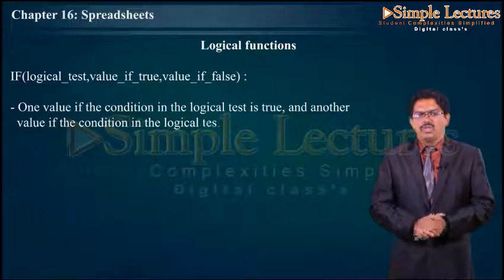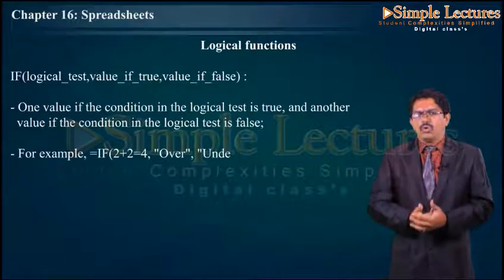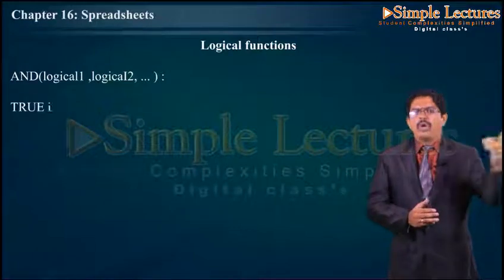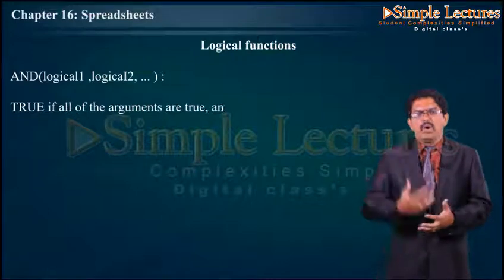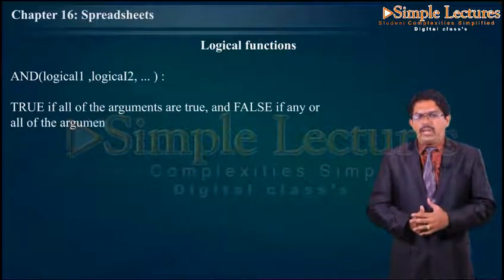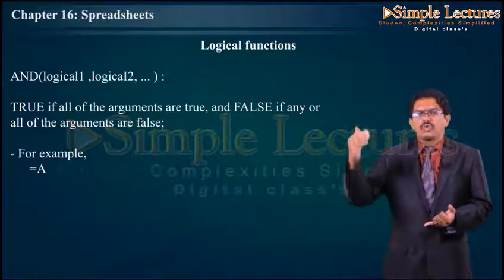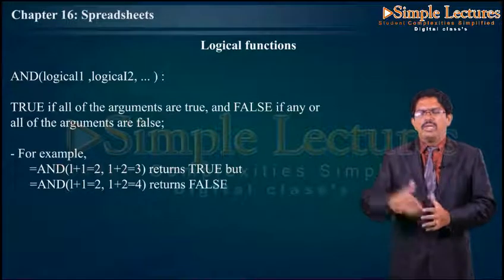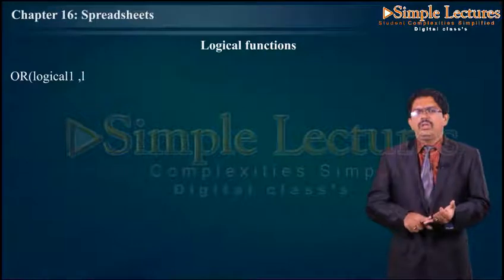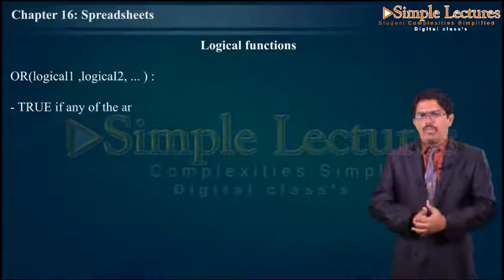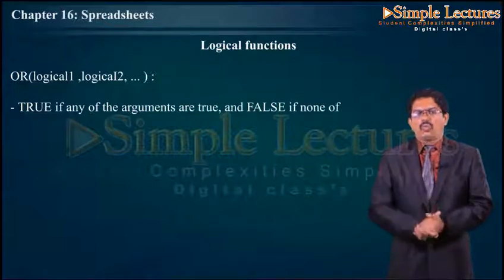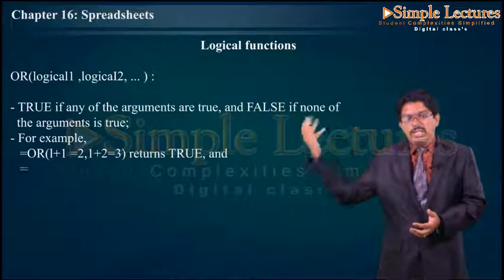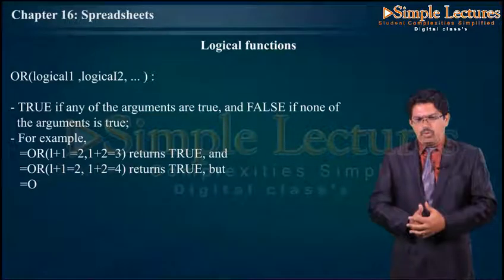Example, IF(2+2=4, ...) returns the true value. AND(logical1, logical2) returns true if all the arguments are true, and false if any of the arguments are false. Example, AND(1+1=2, 1+2=3) returns true. AND(1+1=2, 1+2=4) returns false. OR(logical1, logical2) returns true if any one of the arguments is true, false if none are true. Example, OR(1+1=2, 1+2=3) returns true. OR(1+1=3, 1+2=4) returns false.